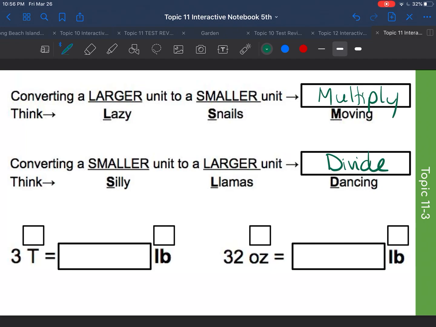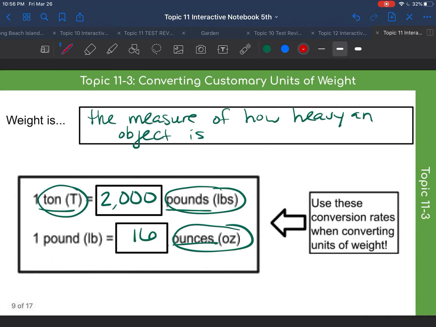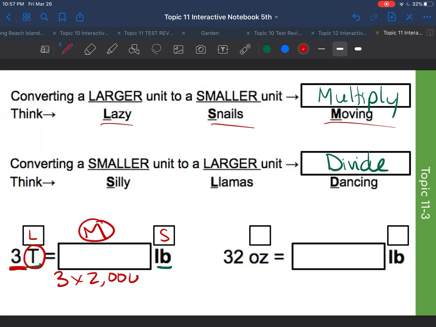So let's look at this problem below. It says 3 tons is how many pounds? What's the larger unit, a ton or a pound? A ton is way bigger than a pound, so it is a larger to a smaller. So lazy snails moving, we are multiplying. So what are we multiplying 3 by? What relates tons and pounds? 1 ton is 2,000 pounds. So we're going to multiply 3 times 2,000. So 3 tons is 6,000 pounds. And that makes sense. If 1 ton is 2,000, 2 tons would be 4,000, 3 tons would be 6,000.